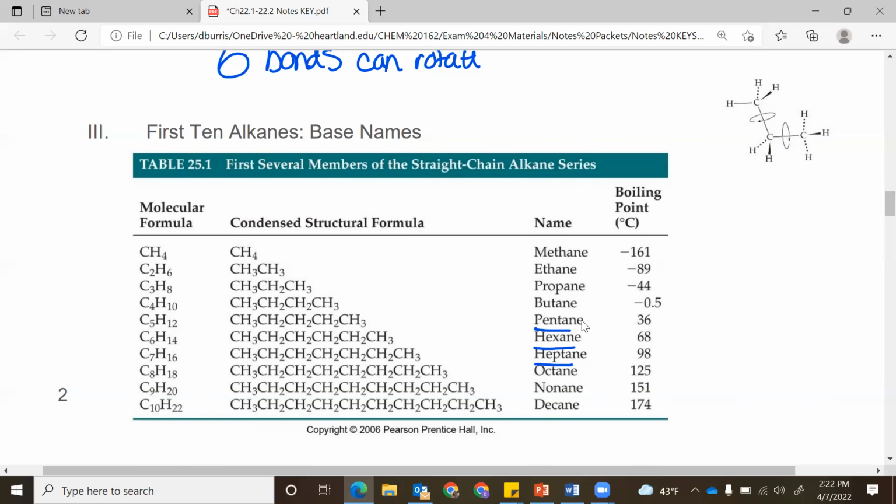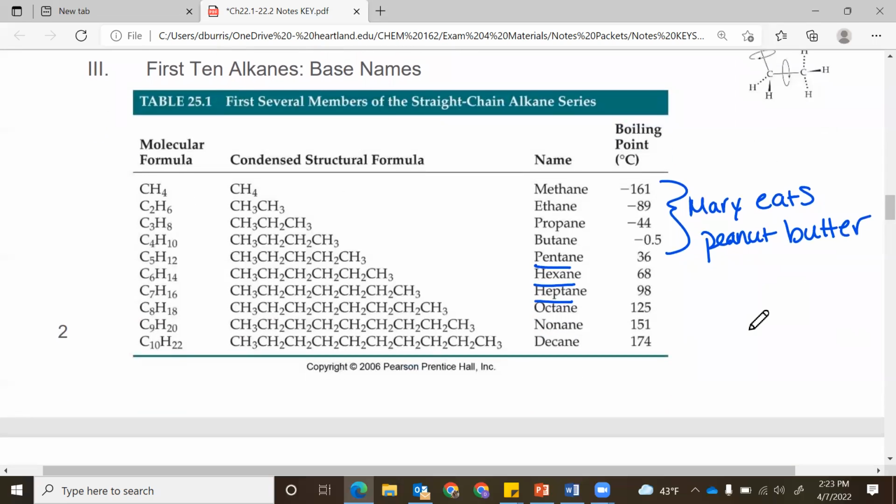I do have a mnemonic to remember carbons 1, 2, 3, and 4. It is Mary eats peanut butter. I don't know why, but that's the one that I learned, and that's the one that I always remember. So 1 carbon is methane, 2 is ethane, 3 is propane, and 4 is butane. After that, it's the normal prefixes. That's how I remember them.